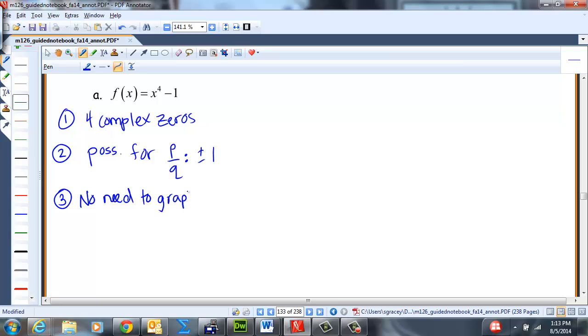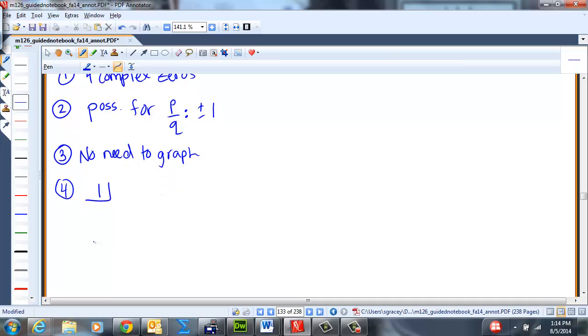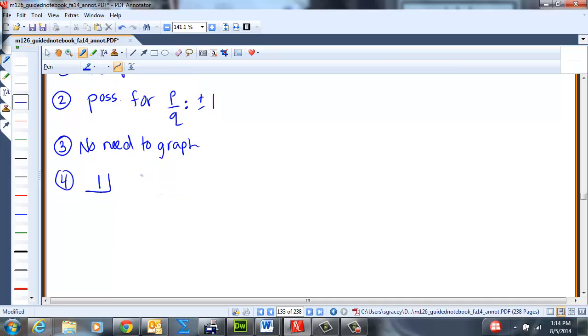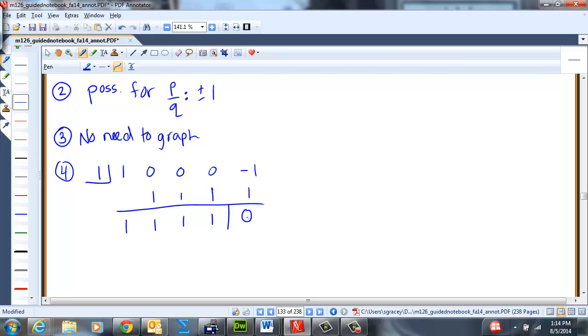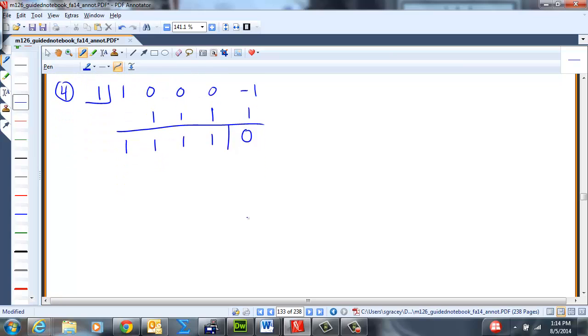Since there's so few possibilities, I'll just try 1 and see if this works. Remember, we had x to the 4th minus 1, so you have to put in the 0 terms. That's 1x to the 4th, 0x cubed, 0x squared, 0x, and then negative 1. Completing our synthetic division, we get lucky. x equal to 1 is a 0.